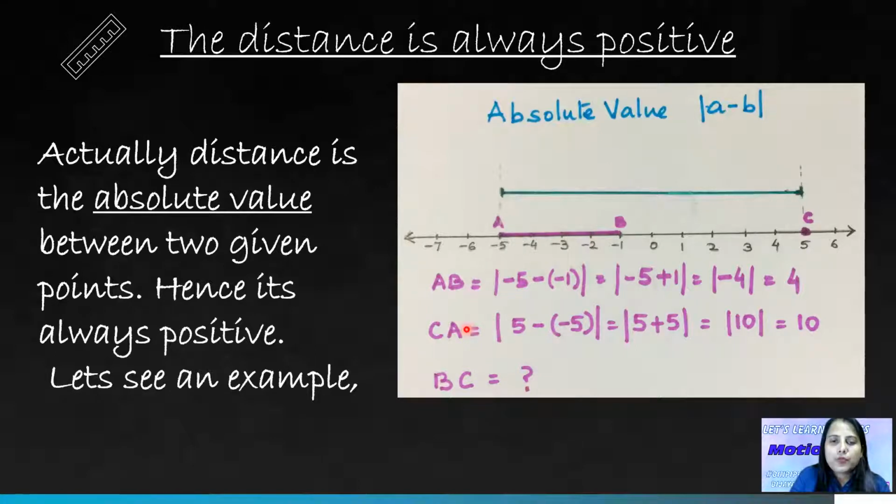Similarly, if you are asked to find the distance between C and A, what are you going to write? You have to write 5 minus (-5), the end position. So it will be 5 plus 5, that is 10. The absolute value of 10 is 10. So this is how it is concluded that whatever the starting point or the ending point, the distance is always considered positive. And this is the reason why it is always positive.